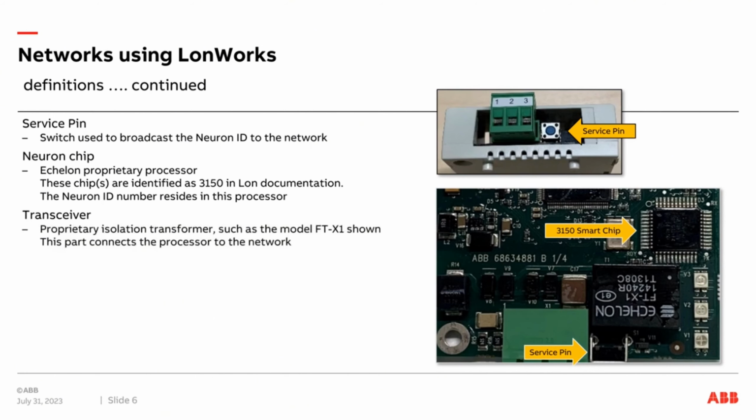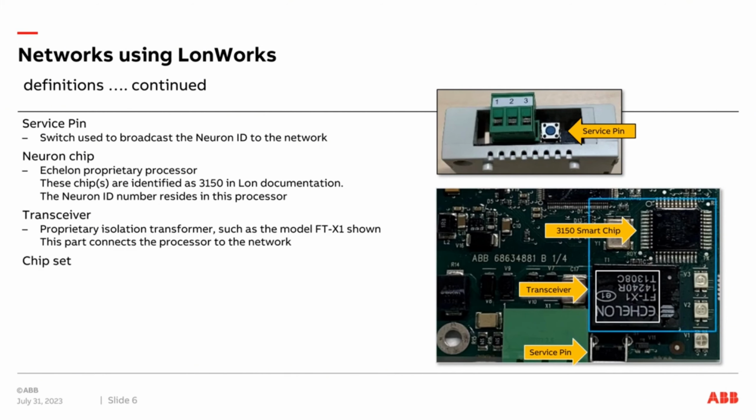Then there's the transceiver. The transceiver is defined by Echelon as a proprietary isolation transformer. A really good example of that is the model FT-X1, which I've highlighted with a little box around it. This is an important part because it literally connects the rest of the network to the module.